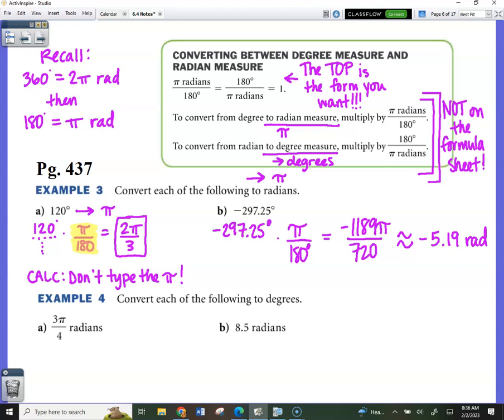Now let's practice going the reverse direction. Now it's in radian form, and you're going to go to degree form. So 3 pi over 4. Notice the directions. This says to degrees, right? So we're going to multiply by 180 over its equivalent, which is pi. So 3 pi over 4 times 180 over pi.